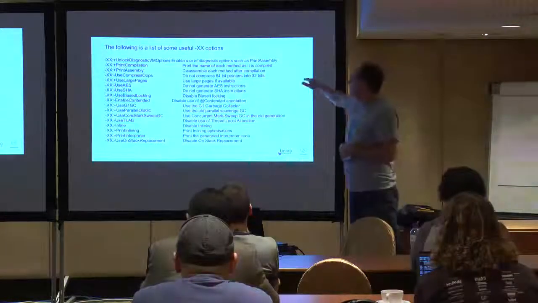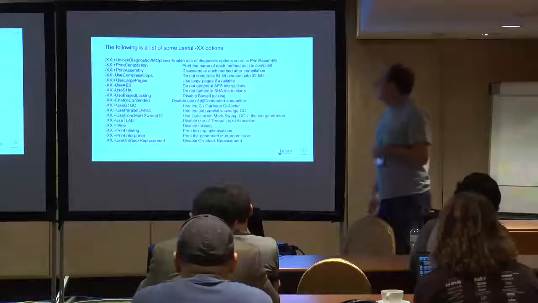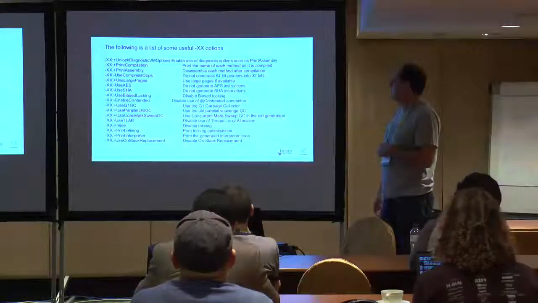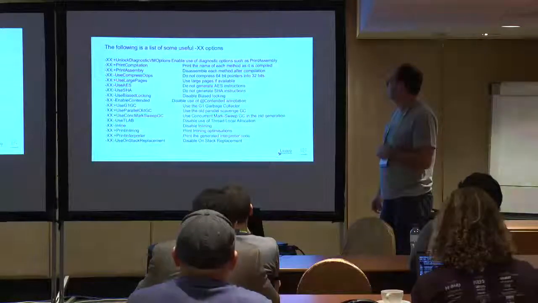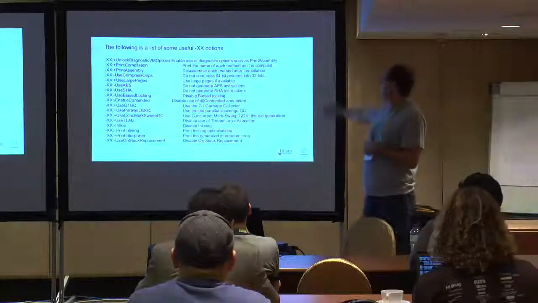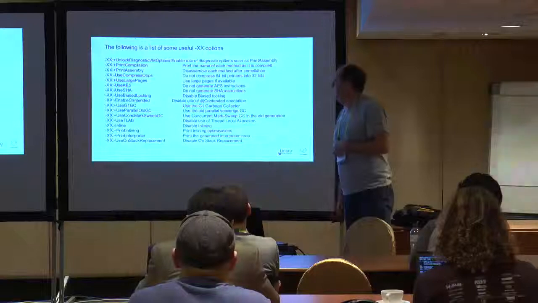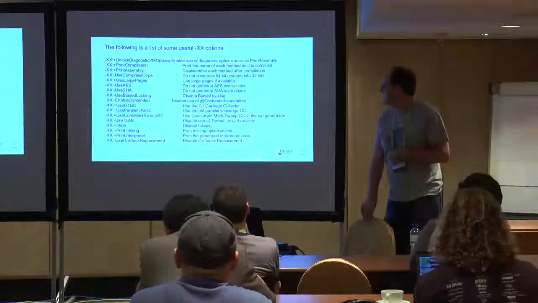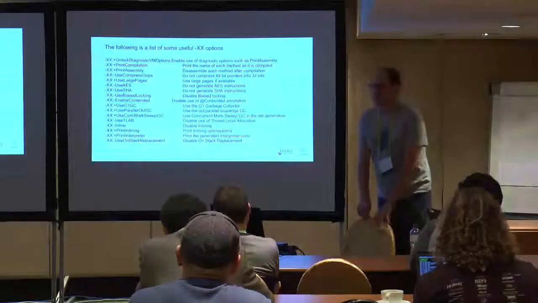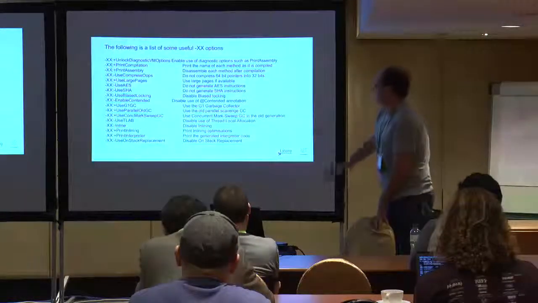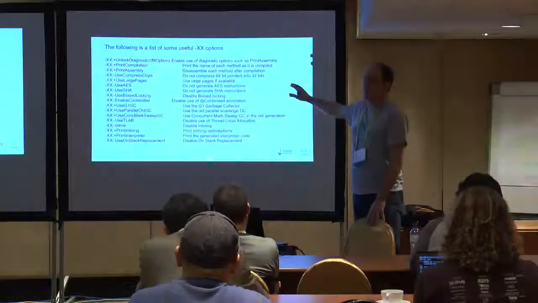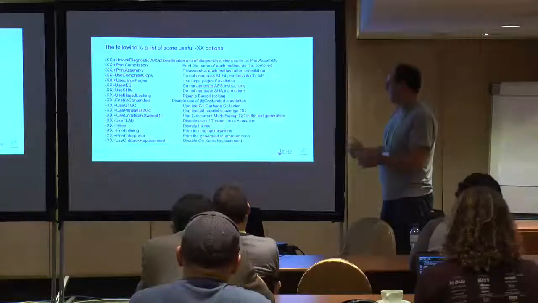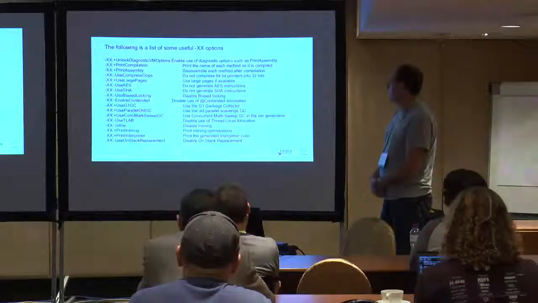UseLargePages. Okay, if your system supports large pages, you can tell Java to use those and try to allocate the large page pool. You can enable or disable the use of AES and SHA instructions. Those are cryptographic instructions in the AArch64 architecture. If they don't exist on your architecture, it will automatically detect that and not use them in any case. So this is only on systems that have those instructions.